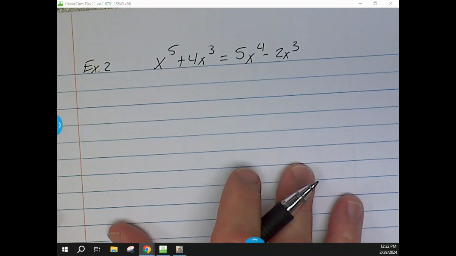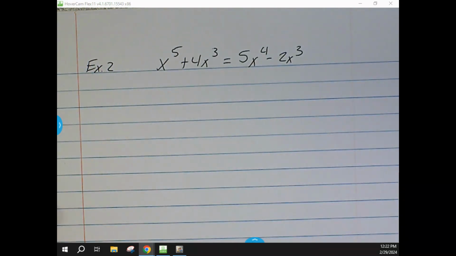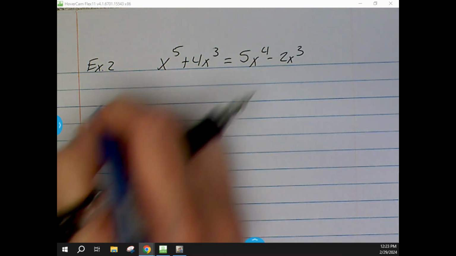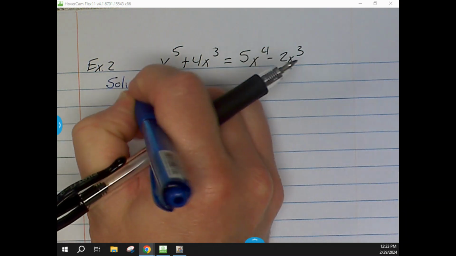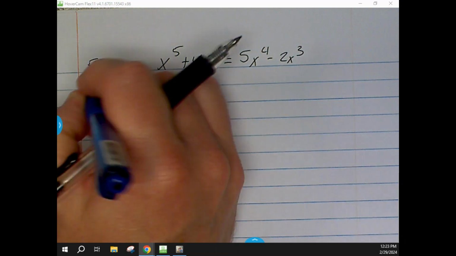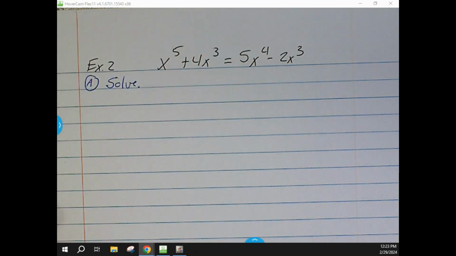Okay, so let's go with that one. And we're going to do the same thing. We're going to solve it, find the x-intercepts, do the multiplicity, tell the end behavior, all those things we did on the last one back there. Okay, and again, the very first thing we did on the last one was we were going to solve it. So we should have done that back there. So this will be part A that we're going to solve it.